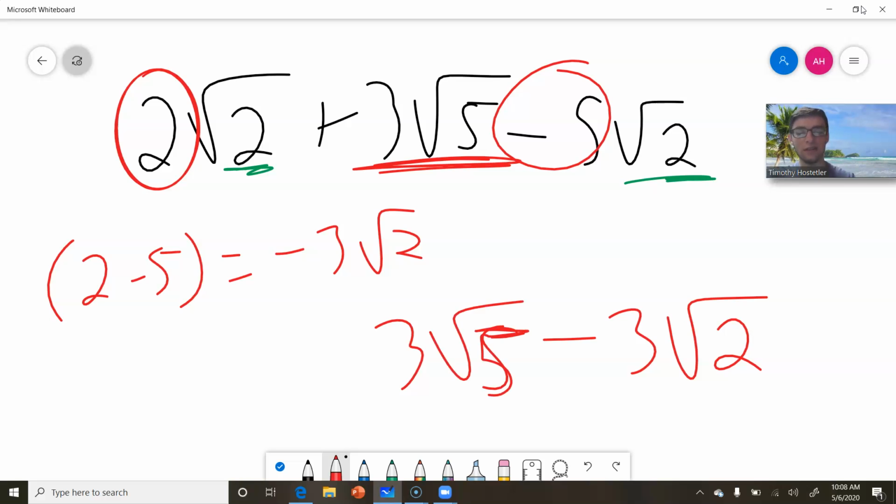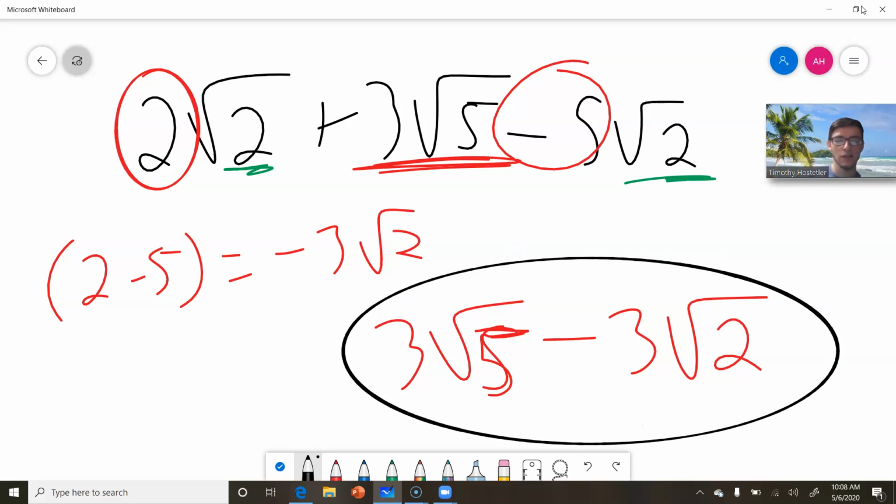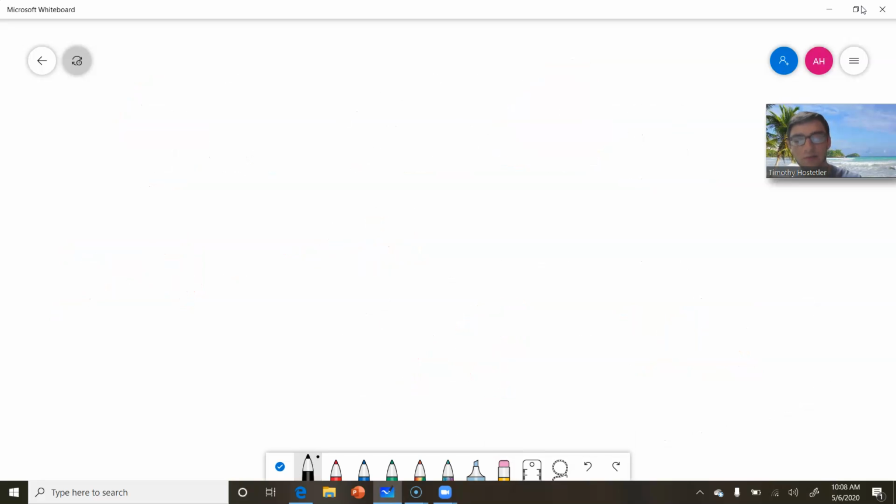It doesn't matter that these 3's are the same. That doesn't mean anything. It's only what is under the square root. So then that's my final answer: 3 times the square root of 5 minus 3 times the square root of 2. Okay, so that's straightforward. That just takes a lot of practice working through it.